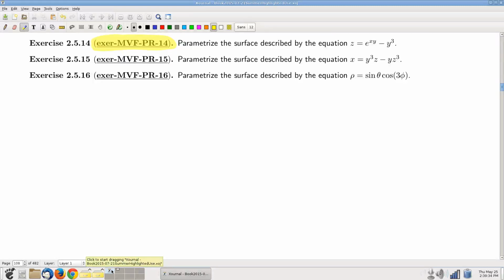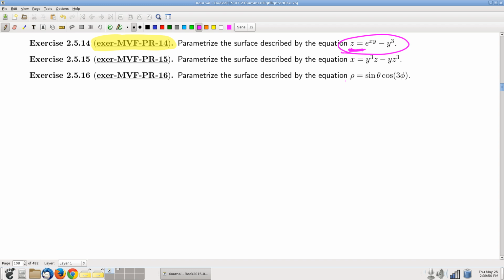All right, so we want to parameterize a surface. Here we've got an equation given. Now there's something really nice about that equation. What's wonderful about that equation is that one of the variables has been solved for in terms of the others. So this is a graph.